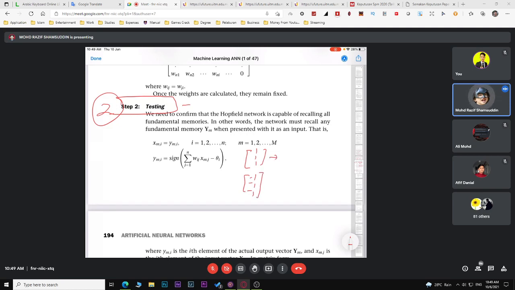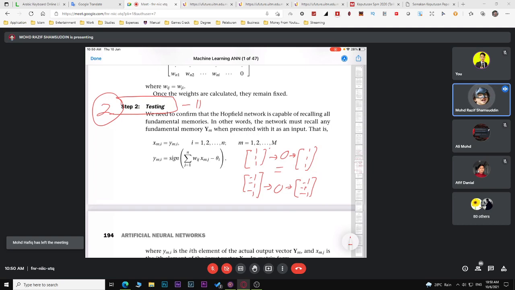So for both stable state ni, dia boleh menghasilkan output yang sama. Maknanya kalau kita masukkan semua negative 1, output dia pun semua negative 1. Kalau kita masukkan semua positif, output dia pun semua positif. So bila dia sama, meaning that our Hopfield network is considered quite stable. Right? Kita boleh provekan yang input dan output yang dihasilkan adalah sama.